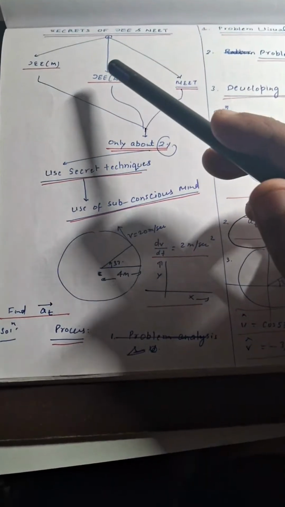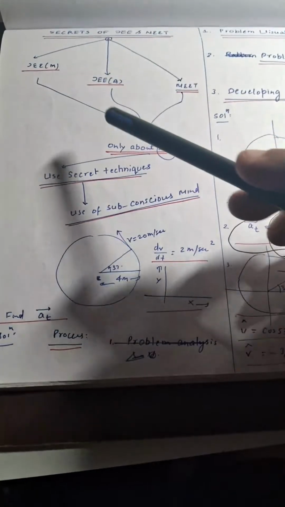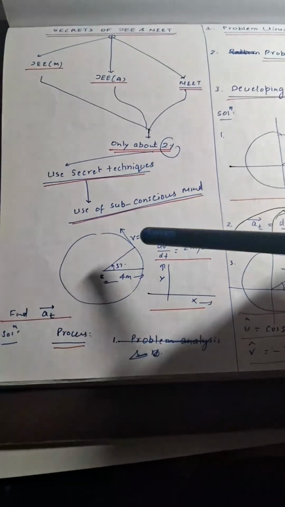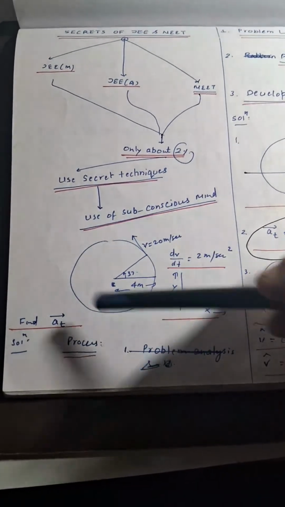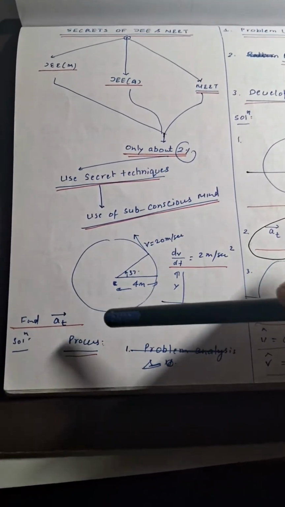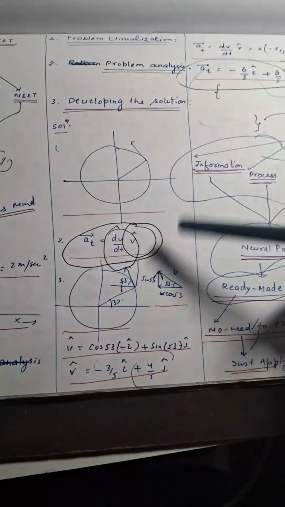Then we have a worksheet on discussion on secrets of JEE and NEET. So it's basically use of subconscious mind and its elaboration using a problem of JEE Advanced Physics, in which a particle is moving in a circle and we have to calculate tangential acceleration at a certain point. So it's a good question.